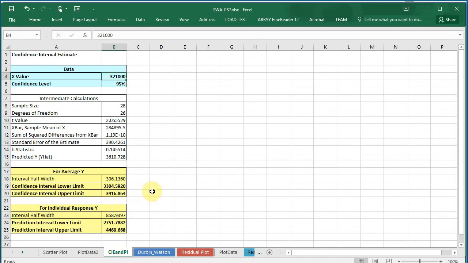But we are, in fact, 95% confident that it's going to be within this number and, I'm sorry, this number. So it's 3610, but the 95% confidence interval is this range right here, 2751 up to 4469. We're 95% sure that the Y value, the revenue value, is in between these two numbers. So you can elaborate on that a little bit more.